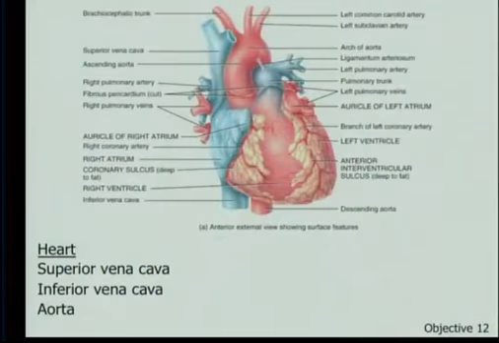And so that descending aorta actually has a couple of parts. If it's above the diaphragm, we refer to it as the thoracic aorta. But still, it's going down, so it is the descending aorta. As it passes through the diaphragm, it's not in the thoracic cavity anymore, so we can't call it that anymore. So we call it the abdominal aorta.